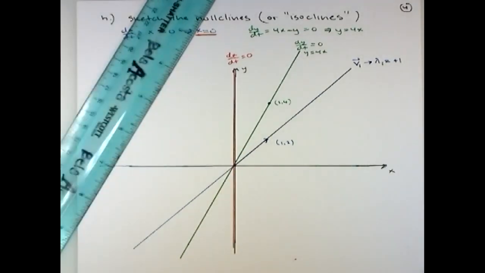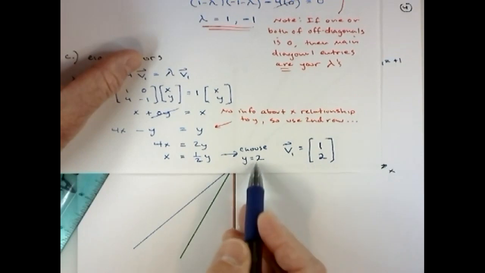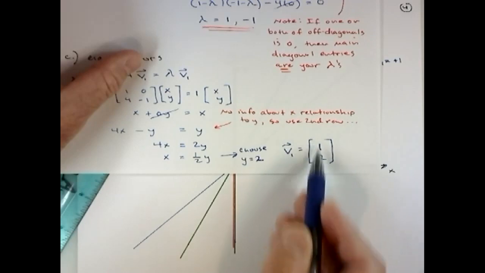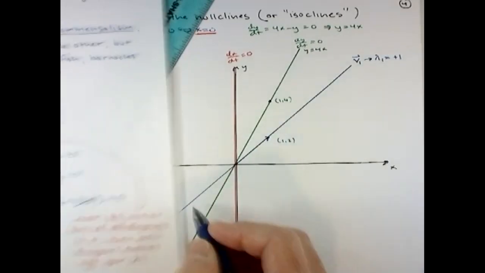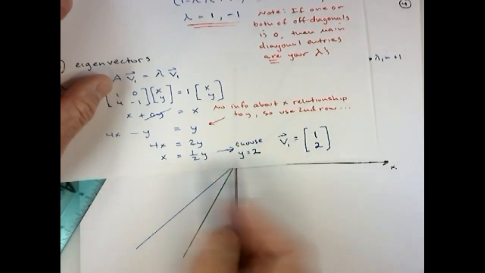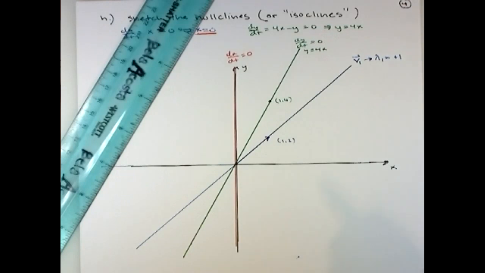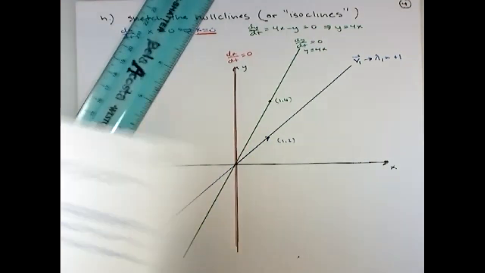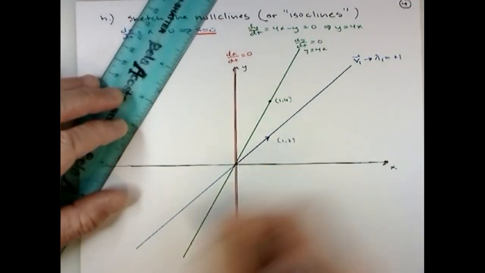By the way, this is what I mean when I say you can have multiple eigenvectors, like 1, 2. If someone had chosen y equals 4, then this would have been 2, 4. But notice 2, 4 would lie on this eigenline. So the deal is with the eigenvectors, as long as you pick numbers that satisfy this relationship, it's going to lie on the eigenline, which is all that really matters.